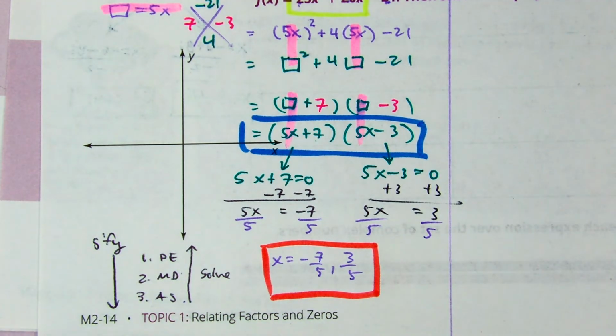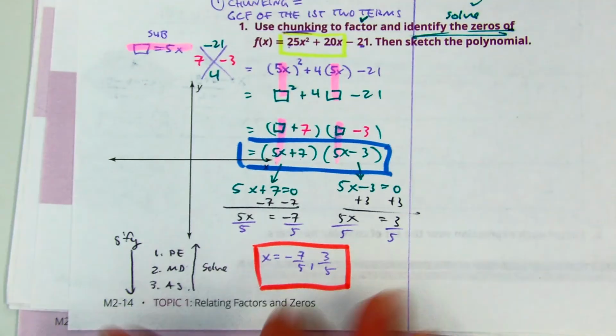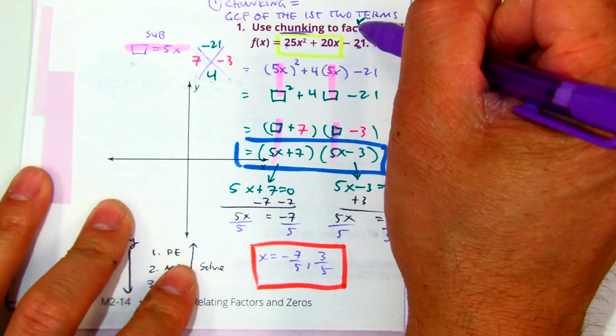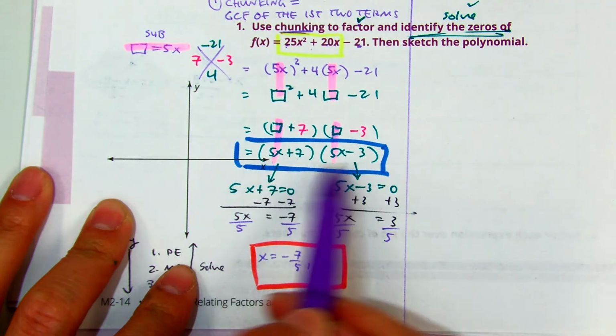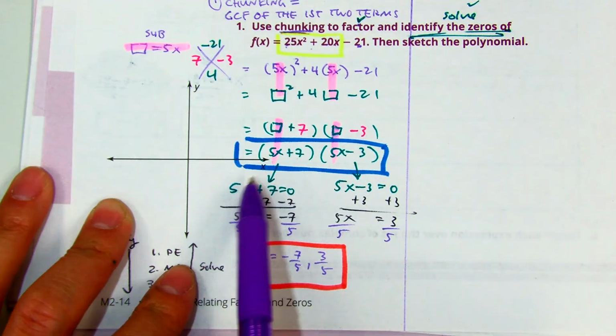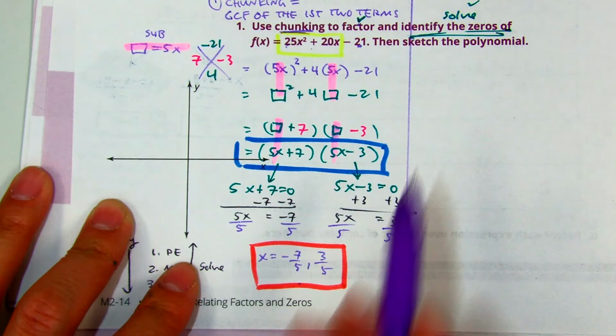And then it says to... so we factored it by chunking. That's my answer in blue. Solving it, I set equal to 0. I got the red. And now we're going to make a sketch.